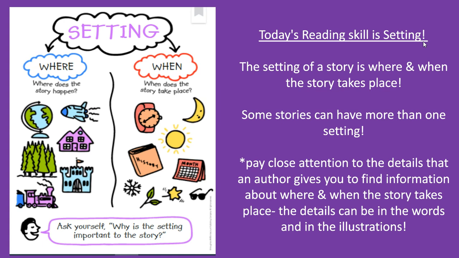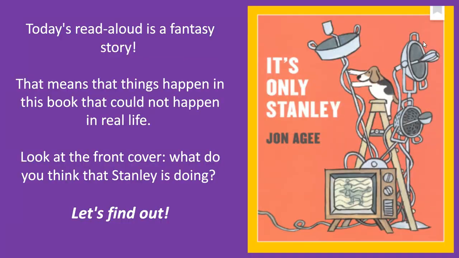And to figure out the setting, we're going to use our senses, right? We're going to pay close attention to the details that the author gives us. And we're looking for information about where and when the story takes place. And if you look at the anchor chart, you will see you're going to use the words and you're going to use the illustrations. So we have to take both of those and use them together to figure out where the setting, the where and the when of a story is taking place.